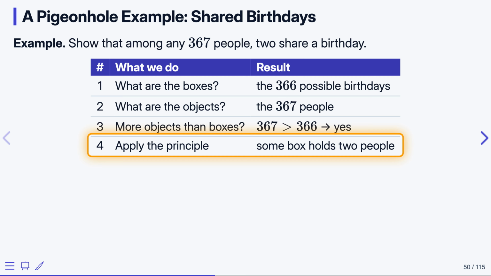Notice what we did not learn. We do not know which day it is, only that some day is shared.